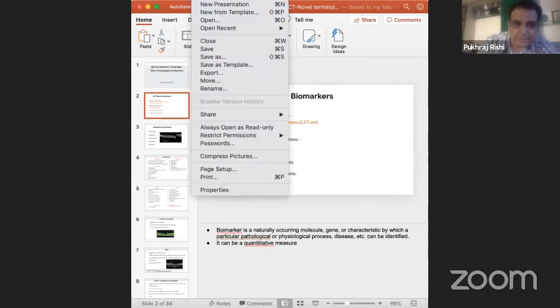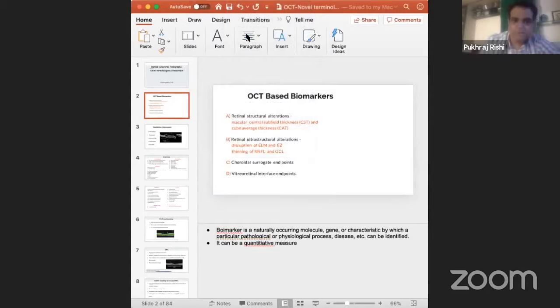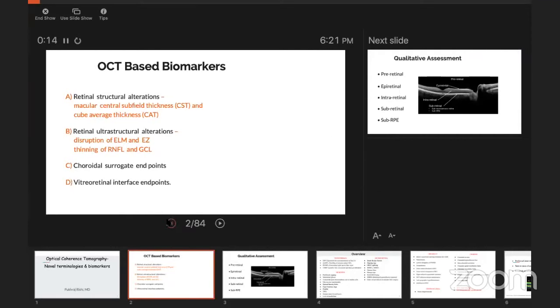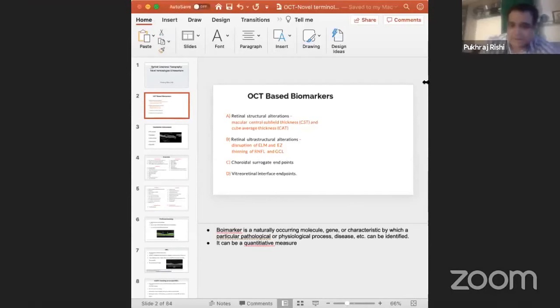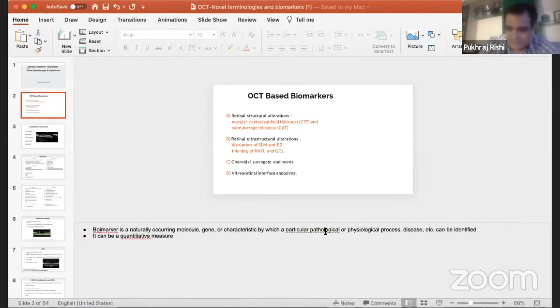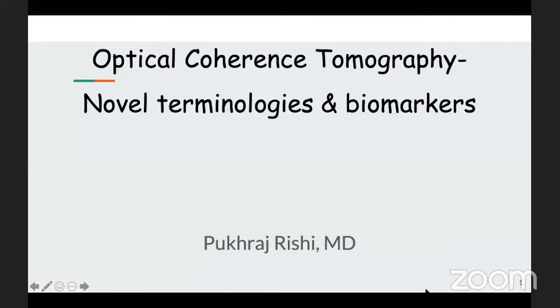Just one second. Right. So, biomarker is essentially a characteristic of. Can you, Pukhraj, make it PowerPoint slide presentation mode? Okay. So, is that okay? Yes, that's good.